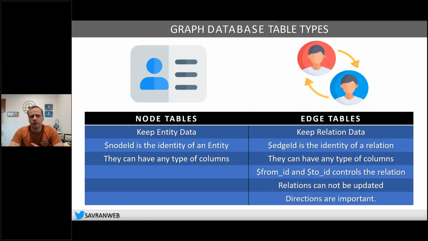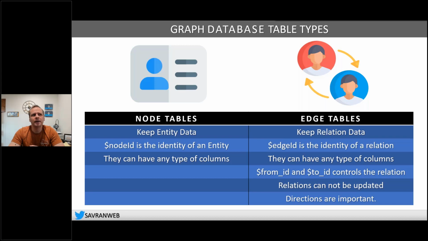Directions are important. So what I mean by that, in our example, we said Alec likes Anna. That doesn't mean that Anna likes Alec back. To make that relation, you have to create another one, where from ID is Anna and Alec is to ID. So Anna likes Alec back in that case. So directions are important.